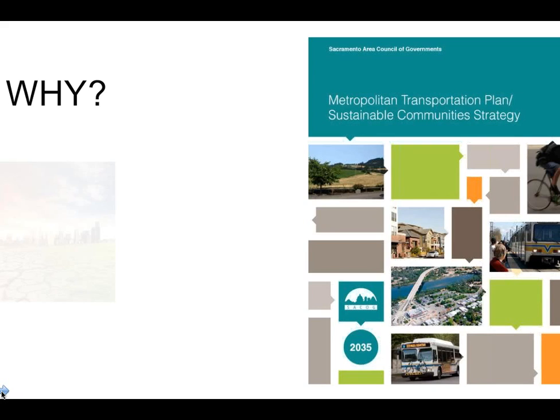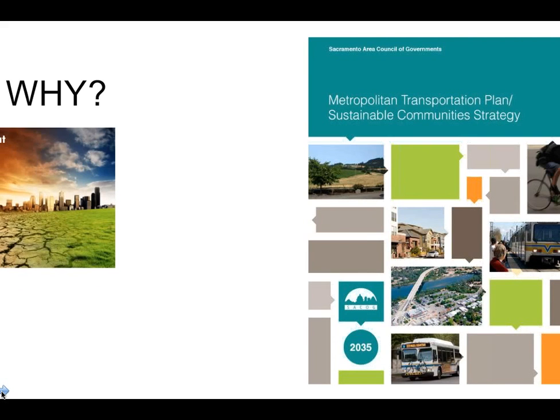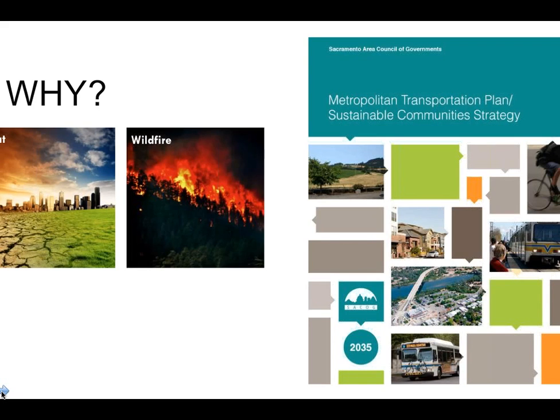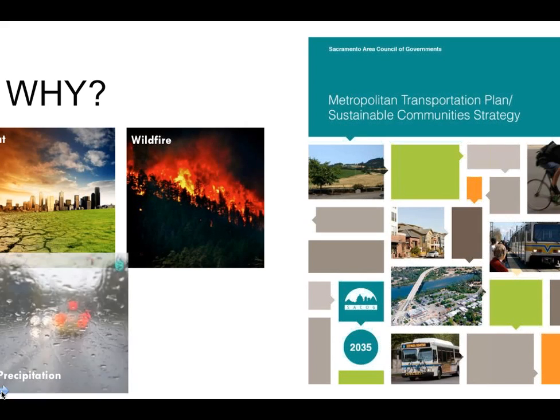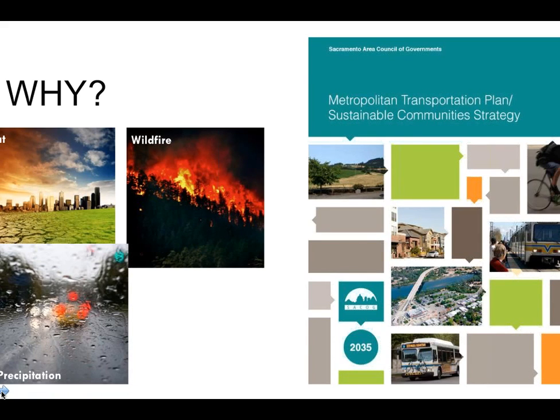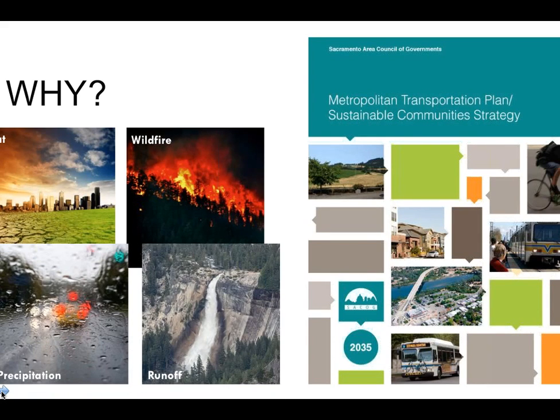So the organization that my partner Laura Moser and I are working for is the Sacramento Council of Governments, or abbreviated as SACOG, and they are the regional metropolitan planning organization who oversees transportation planning within the 6 counties of Sacramento, Yolo, Sutter, Yuba, Placer, and El Dorado.